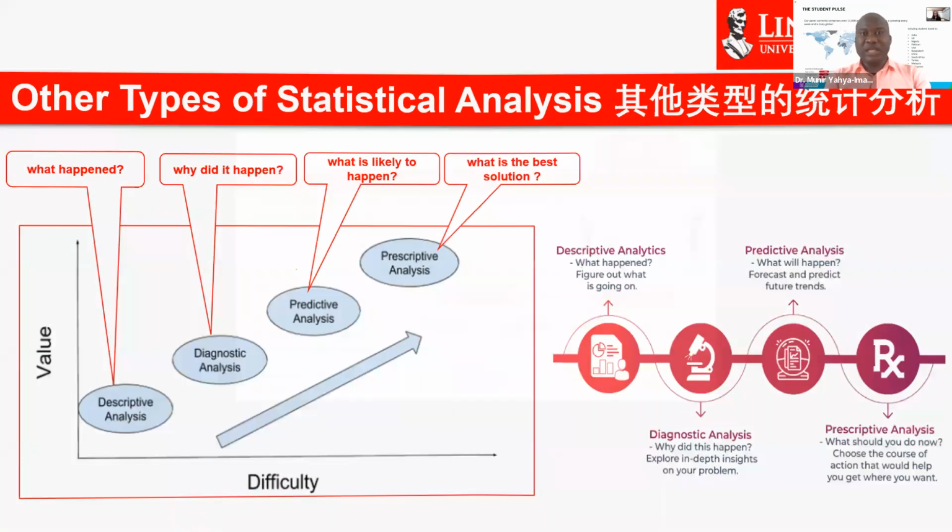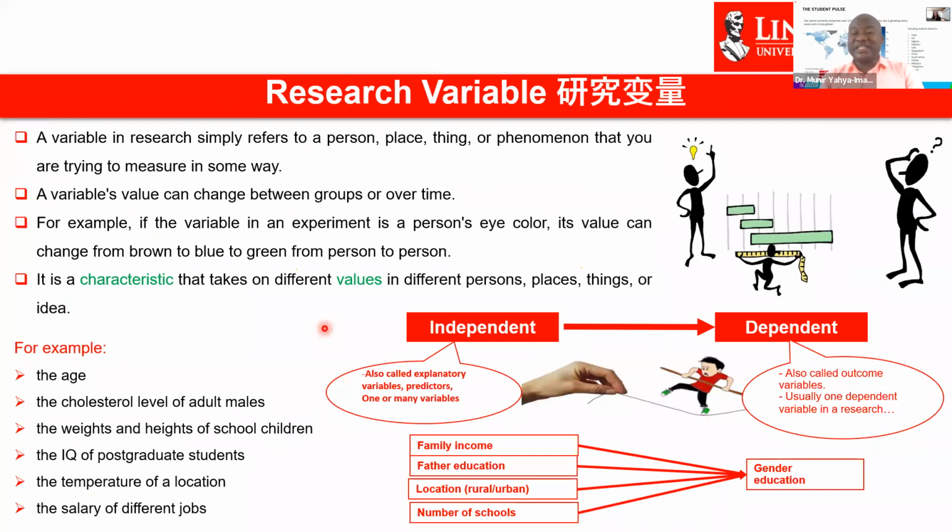Now, we also have research variables. A variable in research simply refers to a person, place, thing, or phenomenon that you are trying to measure in some way. A variable's value can change between groups or over time.